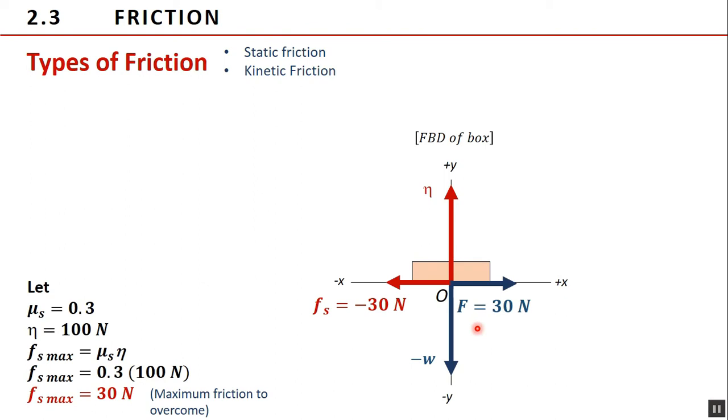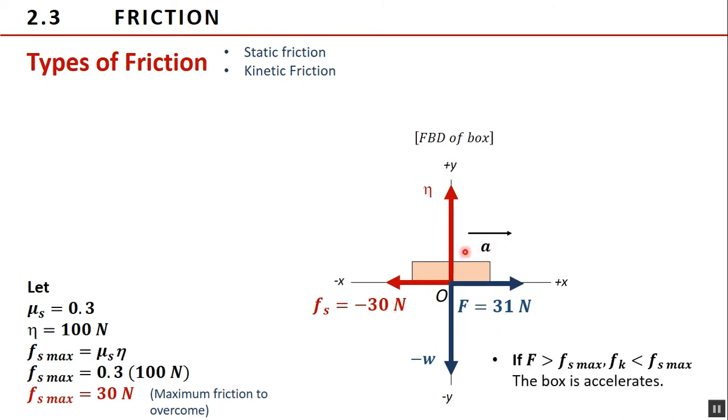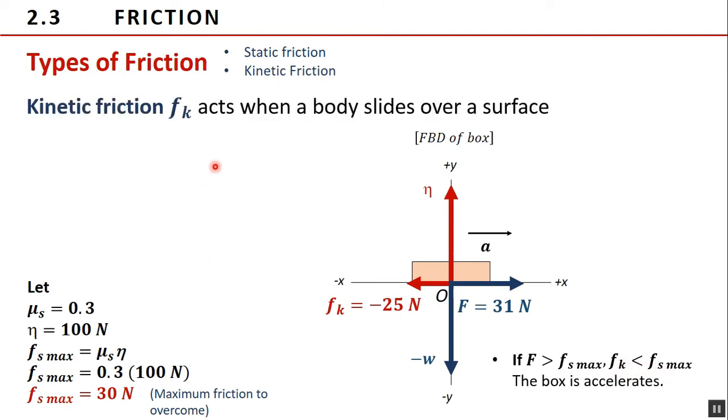Now let's examine any additional amount of parallel force. Let's say it becomes 31 newtons, which will finally overcome the maximum static friction, and the box starts to accelerate because of the imbalanced force, or net force. When this happens and as the box slides over the surface, static friction is converted to sliding or kinetic friction, denoted by Fk, whose value is always less than the maximum static friction. Remember that kinetic friction acts when a body slides over a surface.